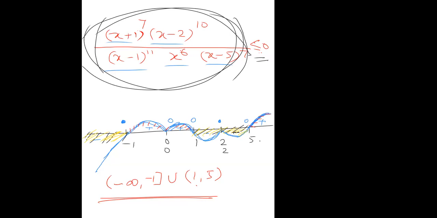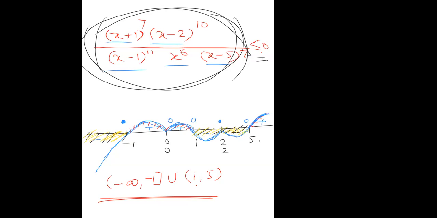And sir, how will we check whether it is negative or positive? Put any value greater than 5. In this case, put any value greater than 5. Let's say 100. So 100 plus 1 is positive, 100 minus 2 is positive, positive, positive. Everything is positive. That's the reason I'm writing that for greater than 5, it's positive. Okay, sir. 100% positive.